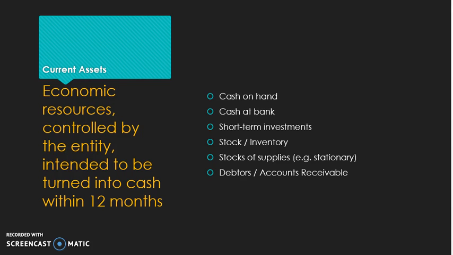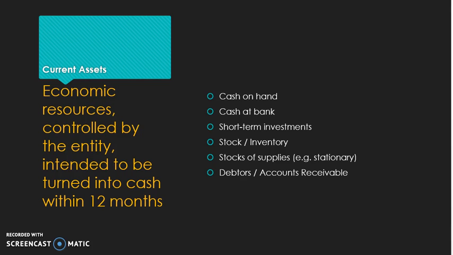Current assets. So these, you need to really be able to explain using the definitions. So if you're asked, for instance, why something satisfies the definition of an asset, you really need to work it in to this definition. So current assets are economic resources controlled by the entity intended to be turned into cash within 12 months. They include cash on hand, cash at bank, short-term investments, stock or inventory, stocks of supplies, so for stationery and all the rest of it.